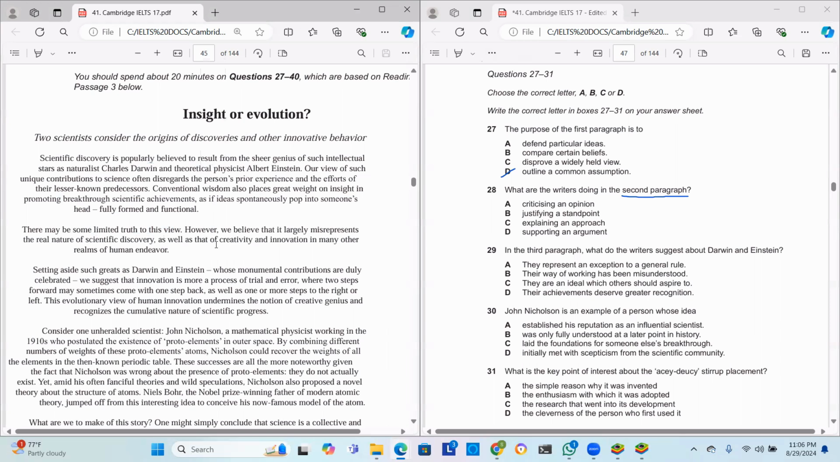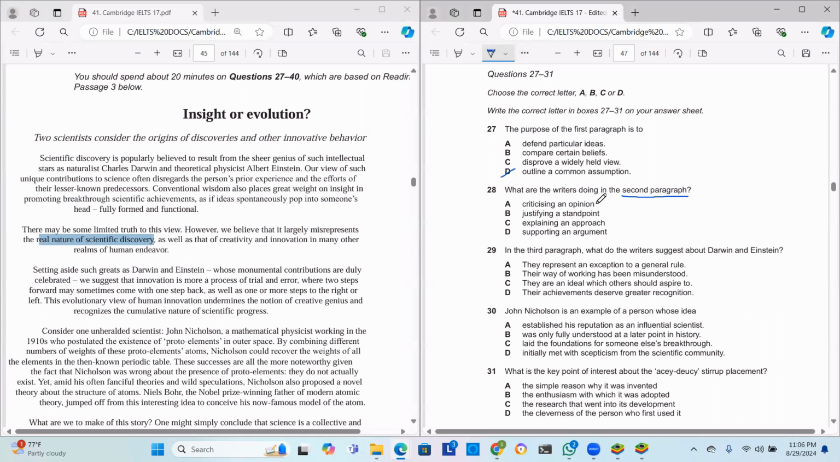Now, however, we believe that it largely misrepresents the real nature of discovery as well as that of creativity and innovation in many other realms of human endeavor. So, what is he doing here? He says that this belief, it largely misrepresents. Yeah, this is the word here. So, we believe that it largely misrepresents the real nature of scientific discovery. Yes, it is clear. This one is easy, right?